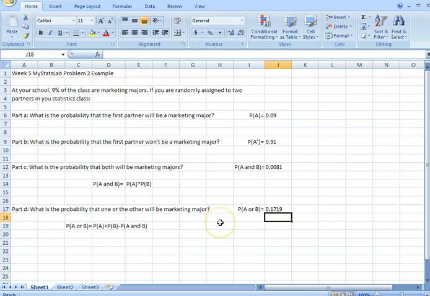So now when you go to do your homework, this should be a big help in guiding you through doing your week 5 MyStatsLab problem 2 for your homework assignment.